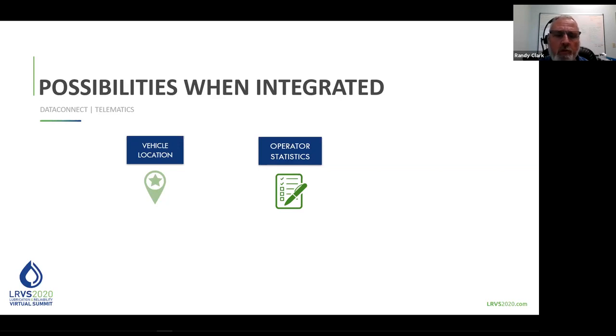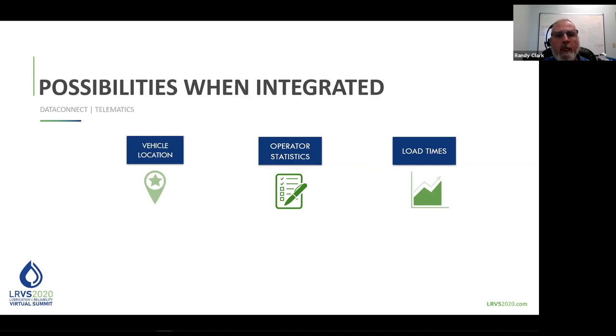Maybe you want a module for vehicle location and operator statistics. Operator statistics, by the way, today are just absolutely amazing. They do much more than tell you how long an operator's been behind a wheel or at their station in a plant. Industrial technology today lets us know whether the operator is getting fatigued and tired or falling asleep at the wheel.